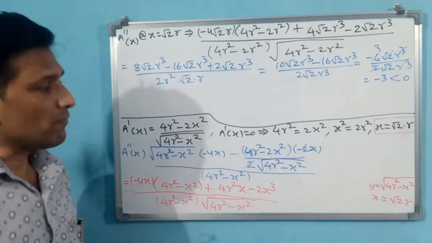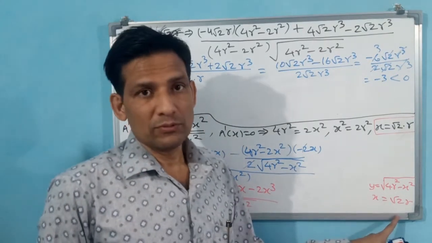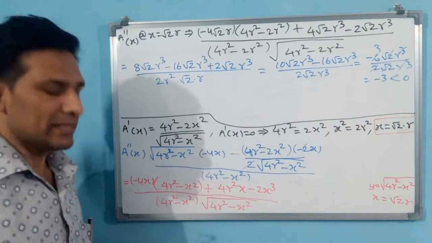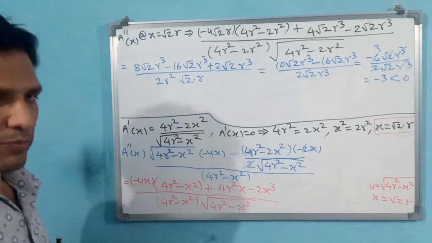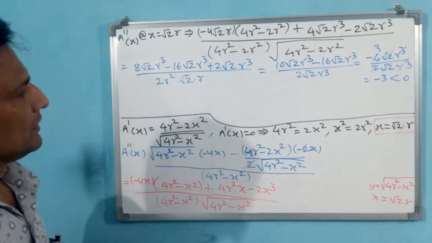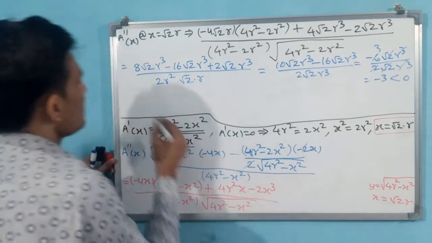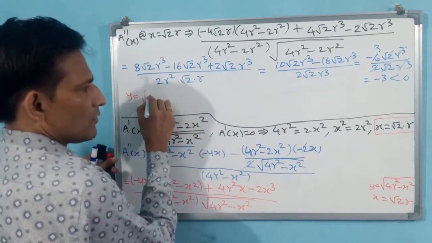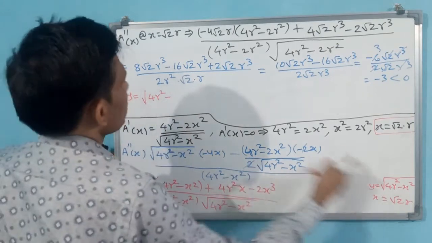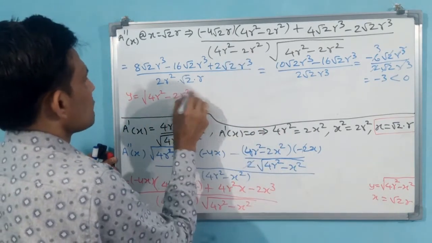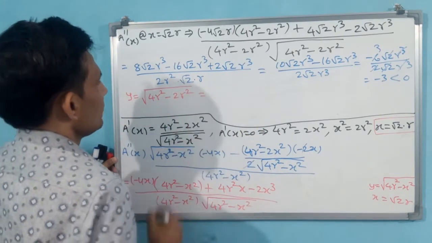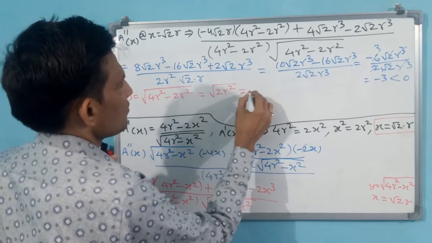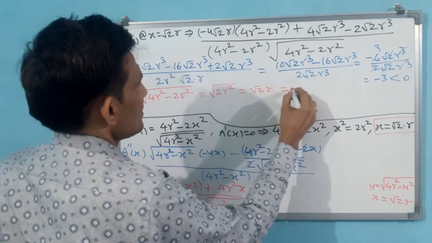Now what we have to find? Y value you have to find. If y comes root 2r, then x and y both are equal. That is why this is a square. Like we can confirm. Okay. Let us proceed. Y is equal to square root of 4r square minus x square. X square means 2r square. That is equal to square root of 2r square. That is equal to root 2r. That is equal to x.